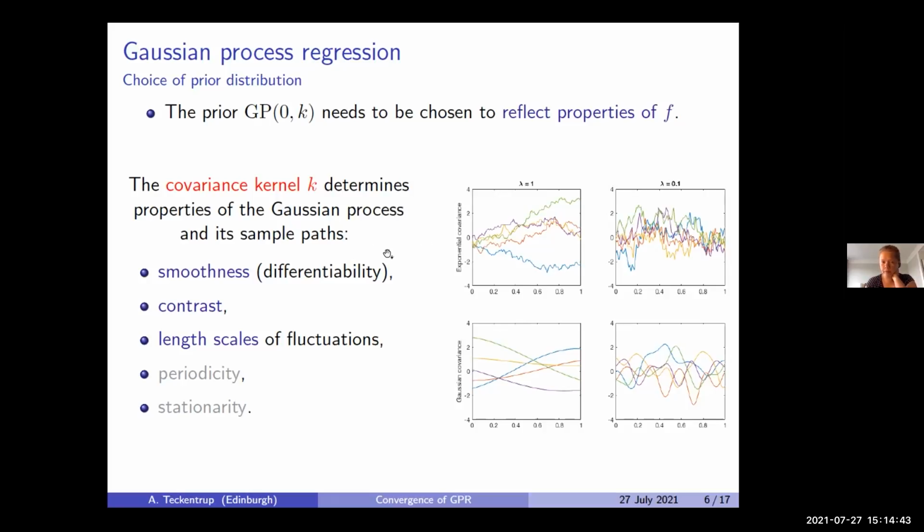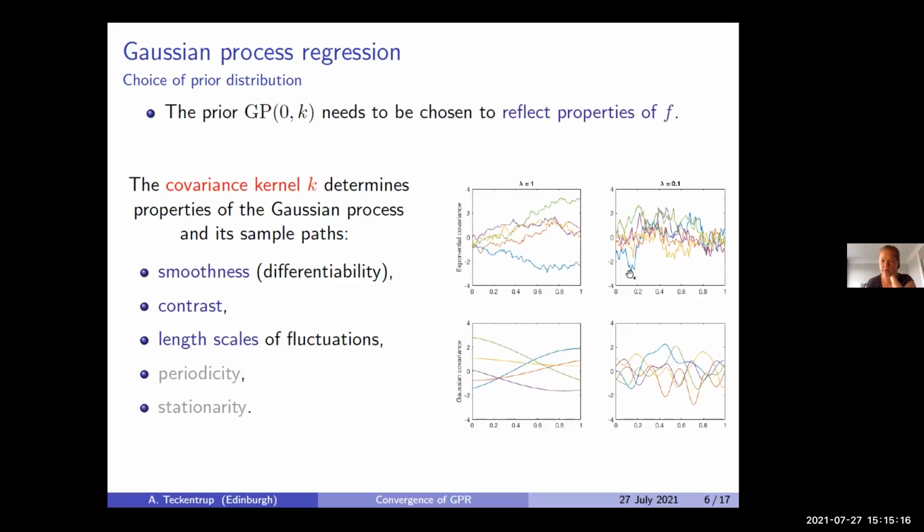So one important property is what I call smoothness, really differentiability. By smoothness, I mean how many derivatives do my sample paths have? I've given you a couple of examples of Gaussian processes here. All of these graphs show 5 independent sample paths from a Gaussian process with different covariance functions. All of these 4 graphs have different covariance kernels K.